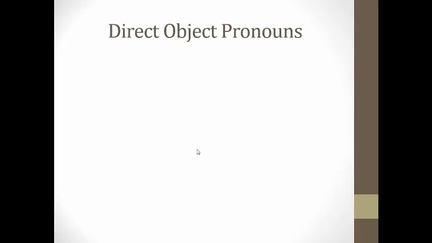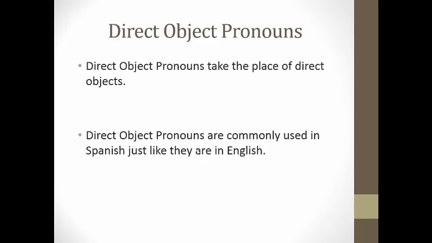Okay, so let's now talk about direct object pronouns. As you could probably guess from the name, direct object pronouns take the place of a direct object. So look at our sentence here. She buys the ticket. What does she buy? The ticket. Okay, so ticket is your direct object. You could replace your direct object here with a direct object pronoun and say she buys it.